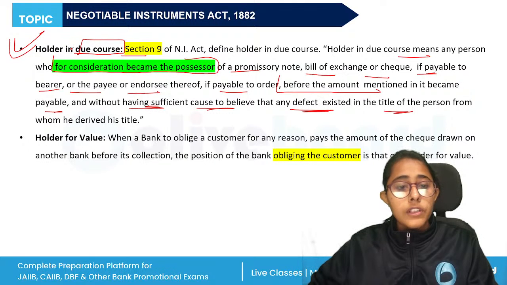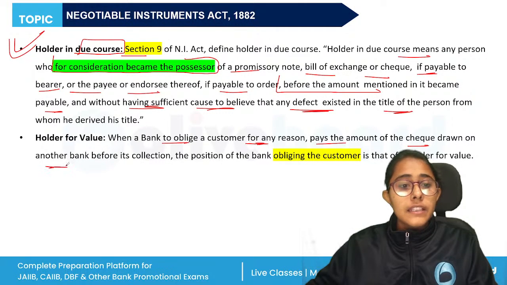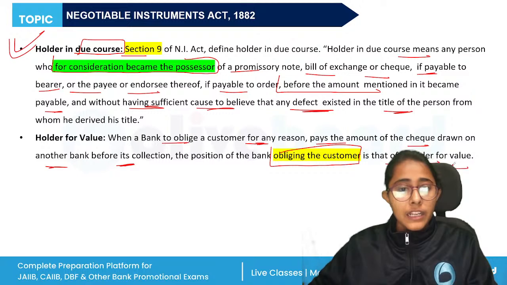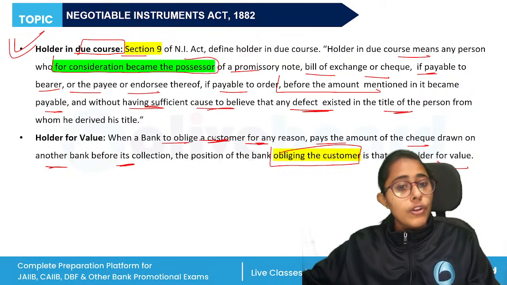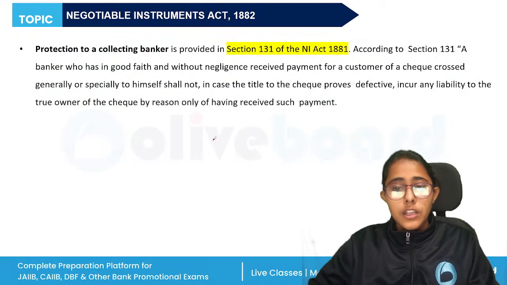Then we have the holder for value. So when a bank, to oblige a customer for any reason, pays the amount of the check drawn on another bank before its collection, then the bank that is paying the customer is the holder for value. So the bank obliging the customer, paying the amount of the check that is drawn on another bank before its collection, will become the holder for value.